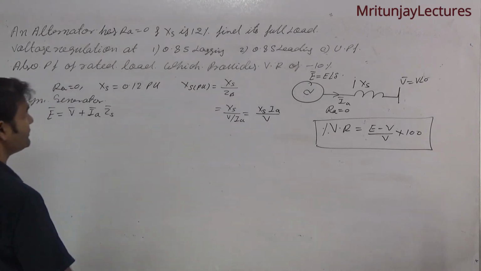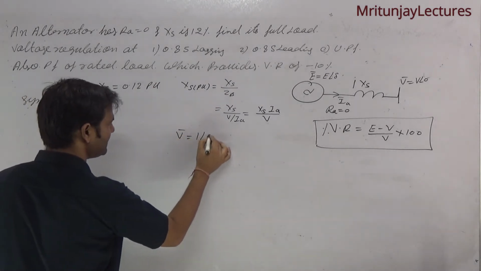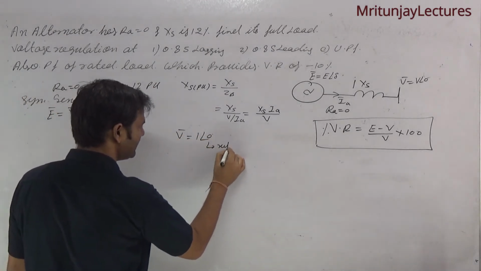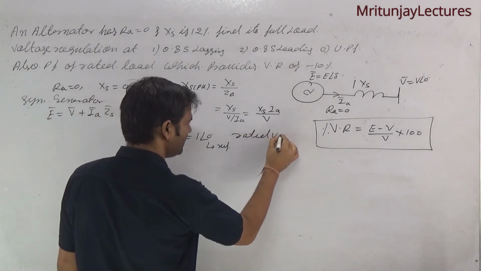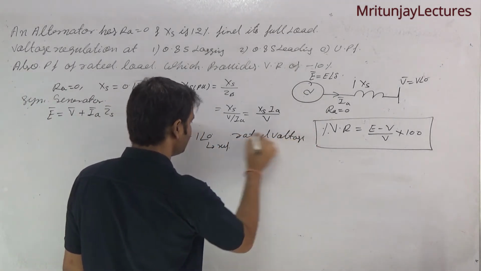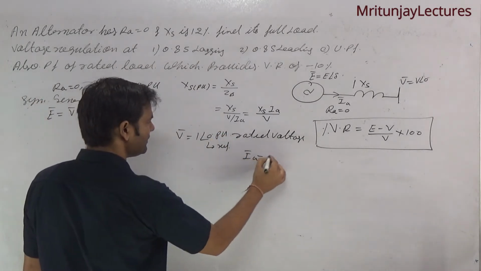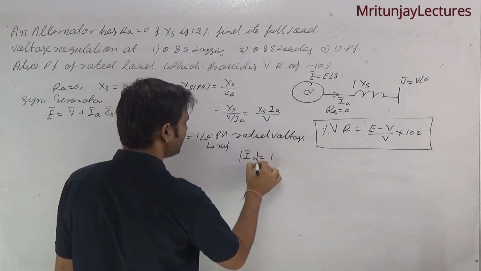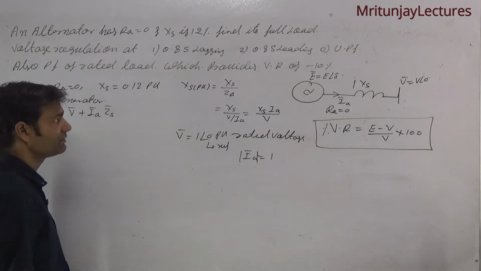And corresponding to the question, it has full load. So what about V? V is written as 1 at the angle 0, that is the reference, the rated voltage in terms of pu. What about the armature current? That is 1 in magnitude, why? Because it is given as full load.